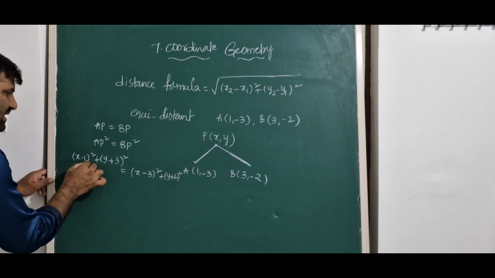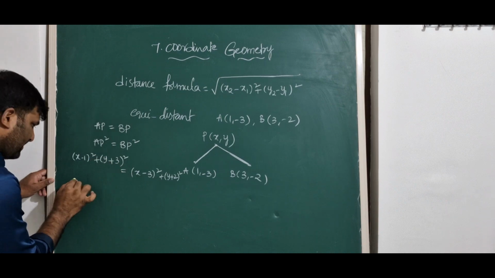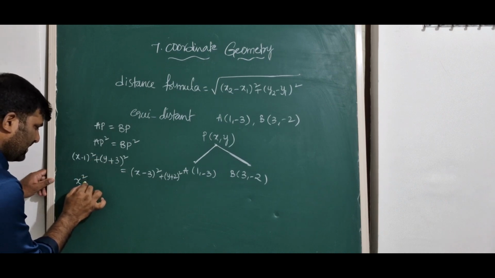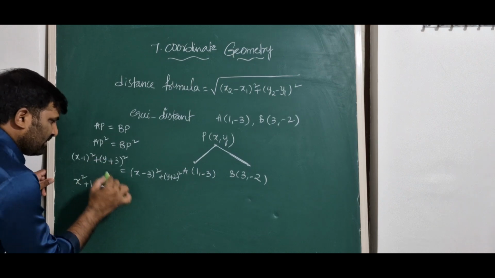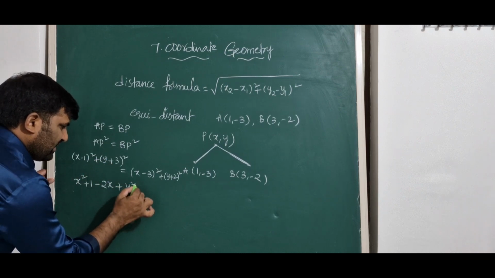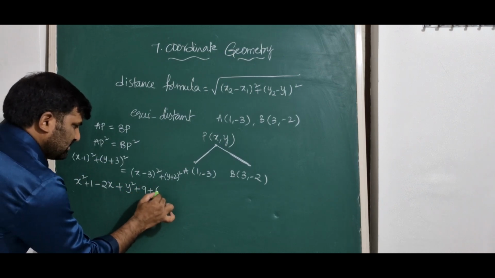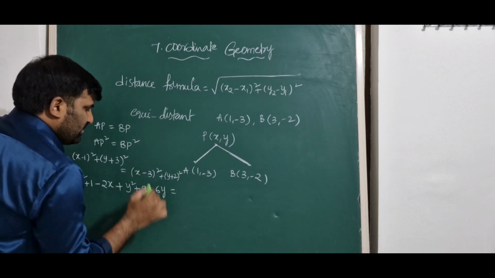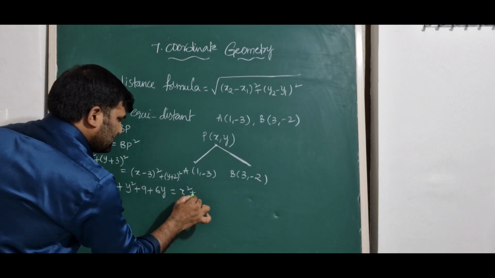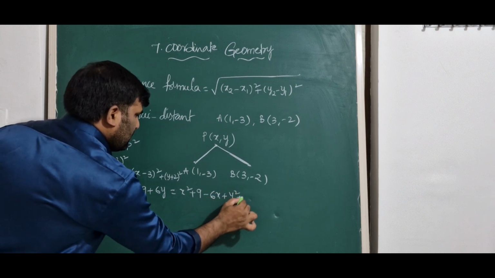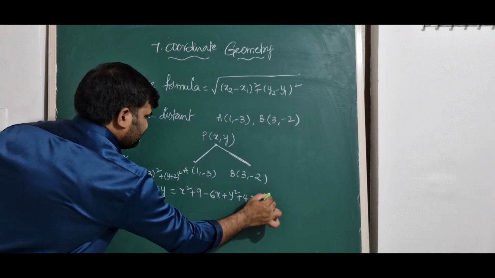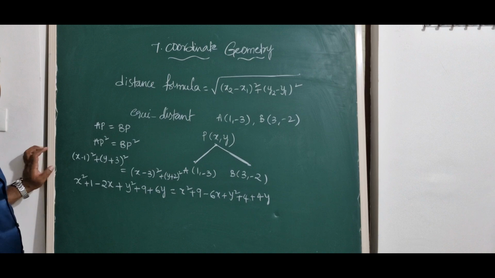So you can write here a minus b whole square, and here a plus b whole square. First I am writing a minus b whole square: a square plus b square minus 2ab, 2 into x is 2x. Next a plus b whole square: y square plus 9 plus 6y, 3 2s are 6y. And for this a minus b whole square: x square plus 9 minus 6x plus y square plus 4 plus 4y. Random examples I have taken.